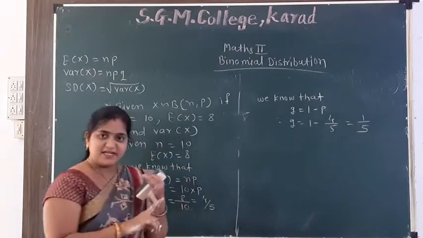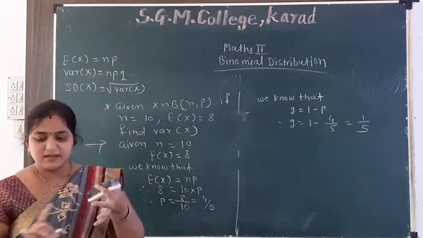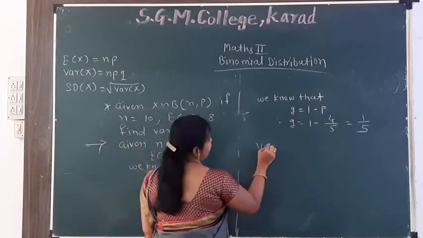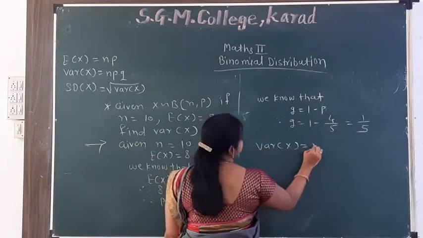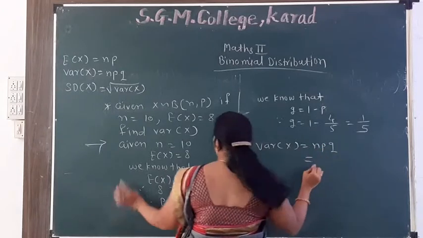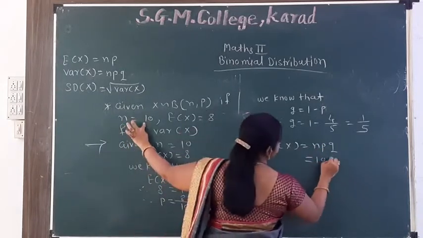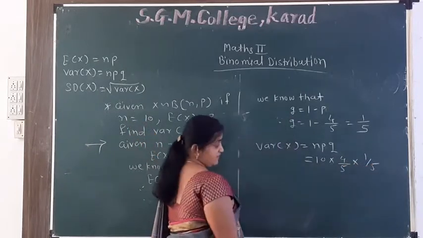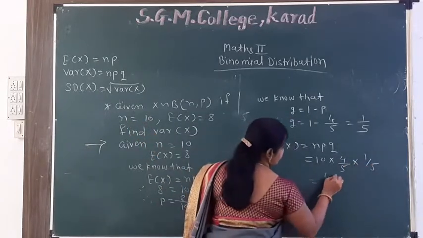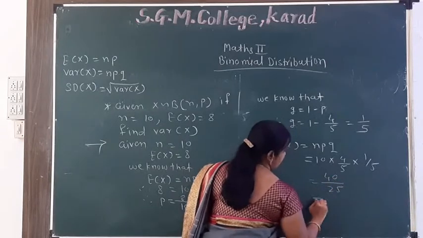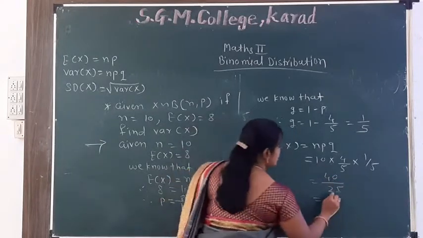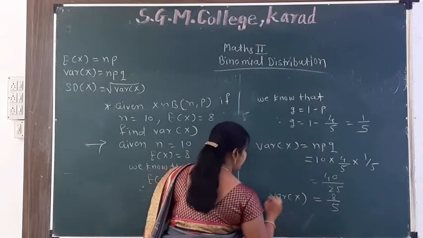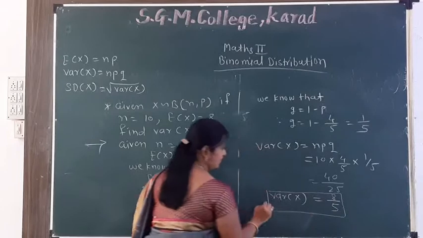So we have the n value, the p value, and the q value. Substituting all values in the formula of variance of X, which is npq. What is the n value here? 10. What is the p value here? 4 by 5. What is the q value here? 1 by 5. Now simplify, so we get 40 upon 25. Again we reduce this, so 8 upon 5. So the variance of X is 8 upon 5.